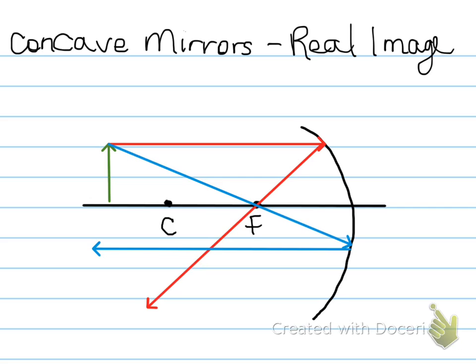The third ray you're going to see is one where you go from the top of the object, and you're going to go through C to hit the mirror. So technically, this one's not going to hit the mirror.